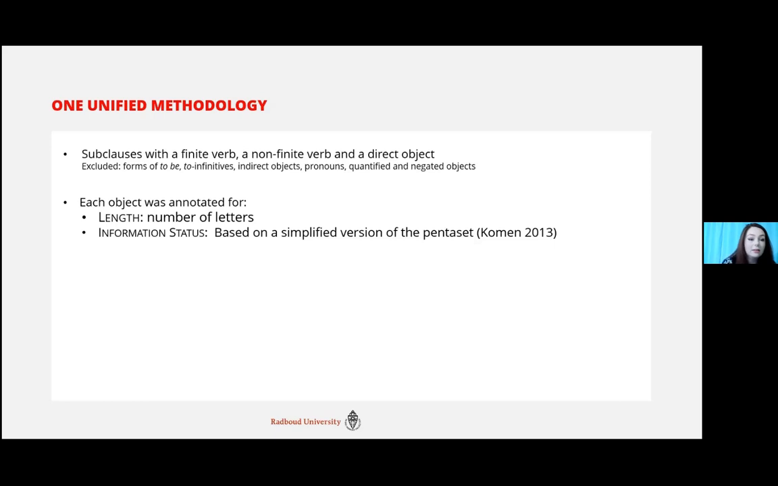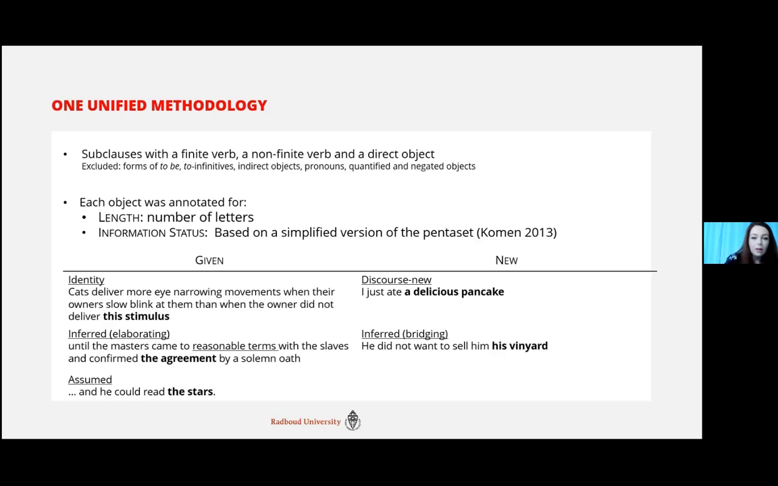I annotated information status on the basis of a simplified version of the pentaset. The pentaset is essentially five categories. One of those categories is inert, and those are non-referential objects, and I will not be talking about those today. I will only be talking about given and new objects, and I've given a couple of present-day English examples here. Given objects are objects that have been mentioned before in one way or another, or that can be inferred from something that has been mentioned before or something that is in the immediate surroundings.